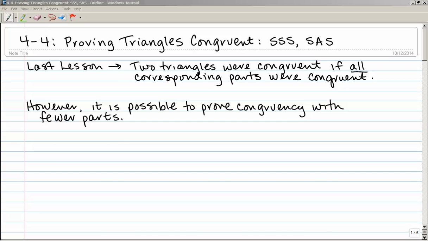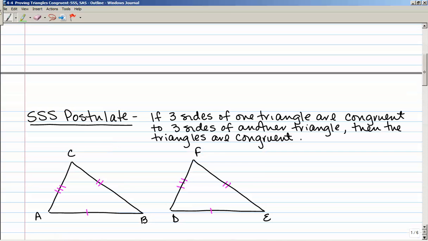Lesson 4.4 is on proving triangles congruent using SSS and SAS. In the last lesson, we could prove that two triangles were congruent if all of their corresponding parts were congruent. So that meant if all of the corresponding sides were congruent and all of the corresponding angles were congruent. However, it is possible to prove congruency with fewer parts.